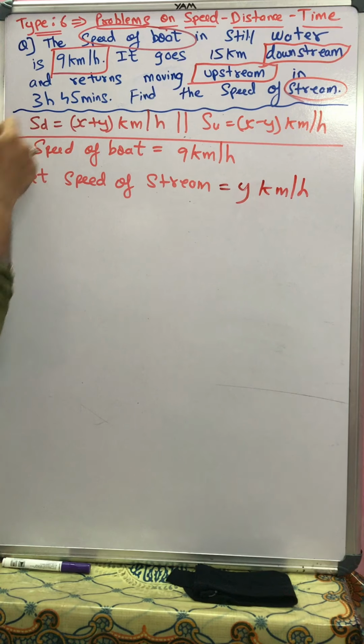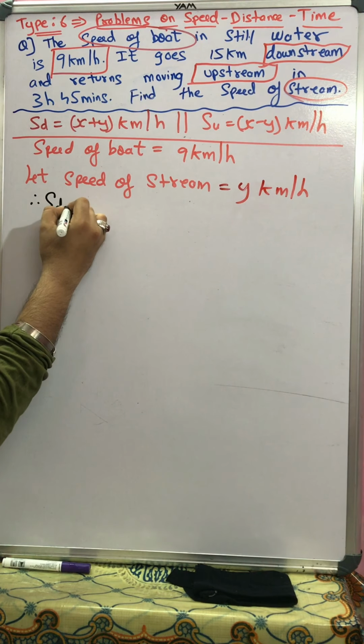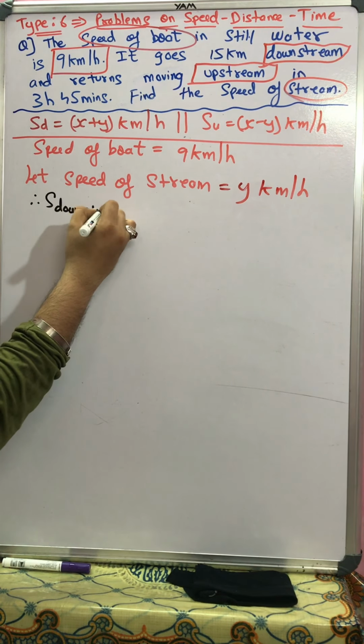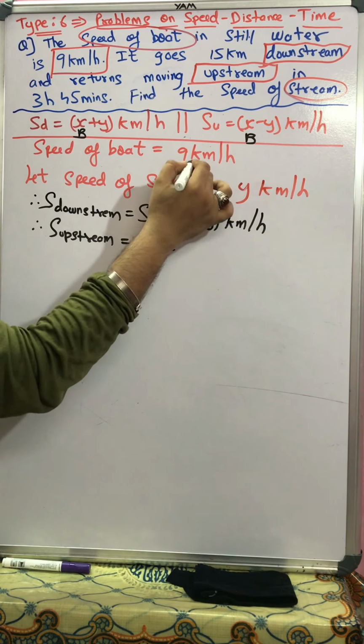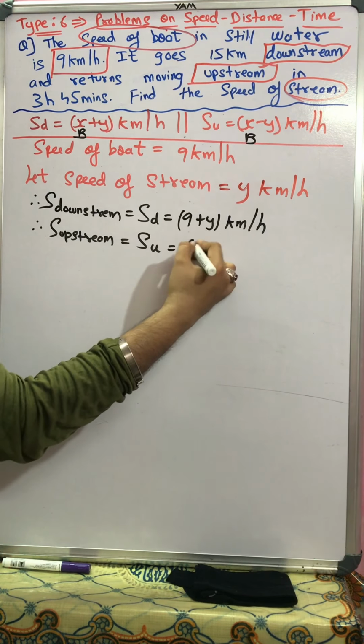So students, can you now define for me, therefore, speed of downstream? Speed of downstream, S subscript D, is equal to x plus y. X is what? Speed of boat, which is given to us as 9. So this will be 9 plus y km/h. Therefore, speed of upstream, S subscript U, is equal to x minus y. And x is the speed of boat, which is given as 9. So 9 minus y km/h. This was very important.